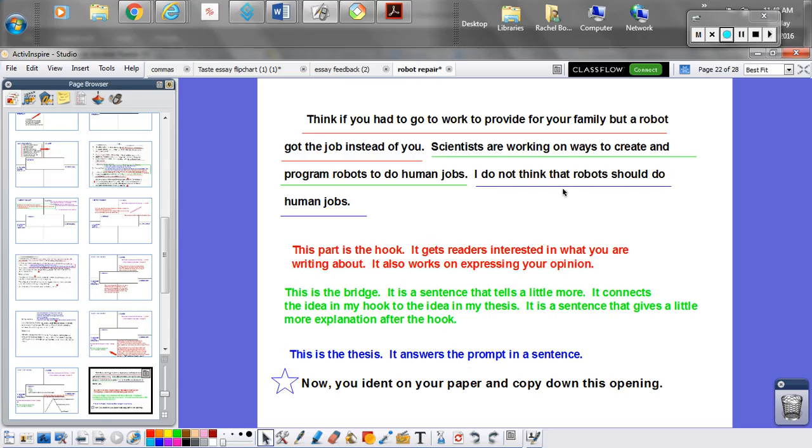We're going to try very hard for our writing for the state to let our thesis statement be the last thing, so it's very clear to our reader that we are answering that prompt. So now, what you will go back and do after I go through here is you will indent on your paper and you will copy down this opening so you can see how it all comes together.